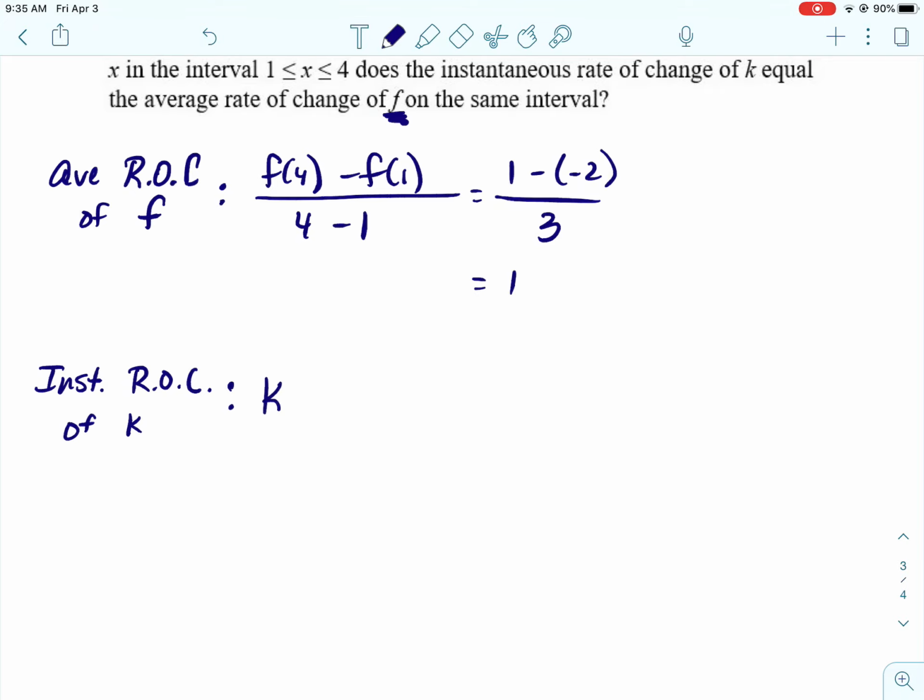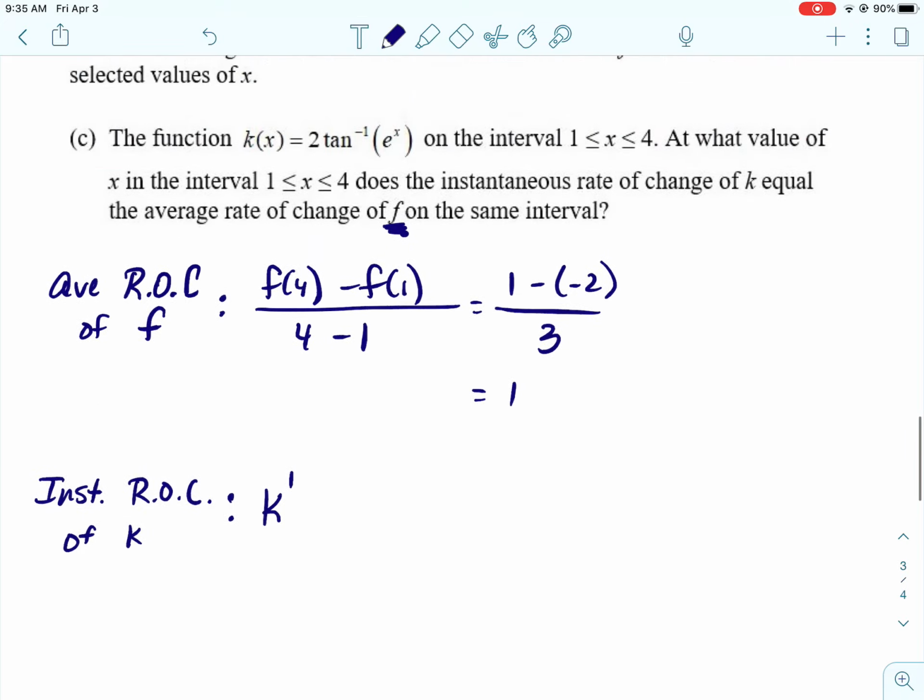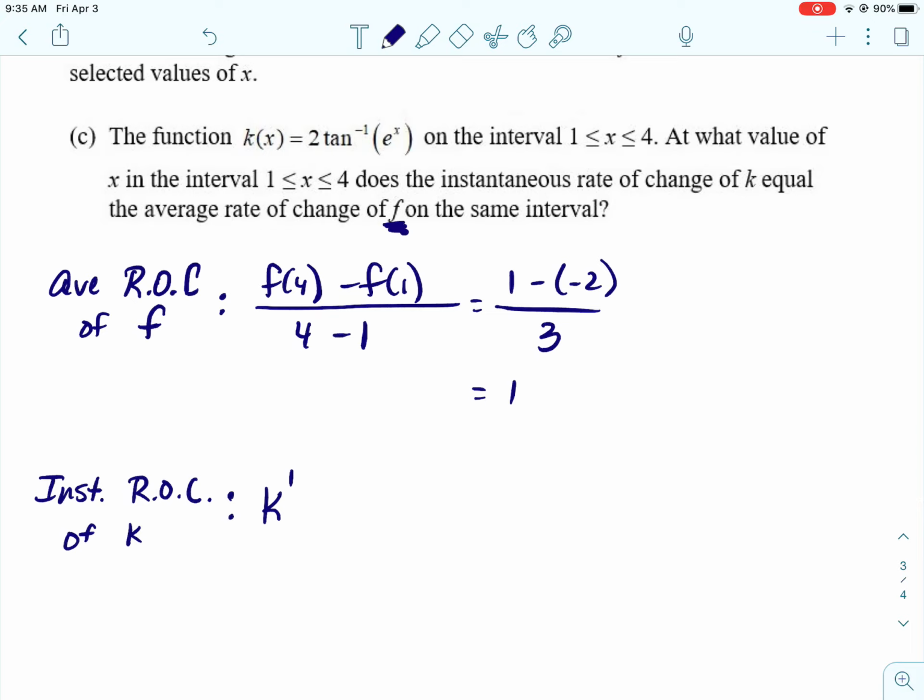All right, and then we want to find the instantaneous rate of change of k. And remember, instantaneous rate of change is the derivative. So this is a difficult chain rule problem for a couple of reasons.